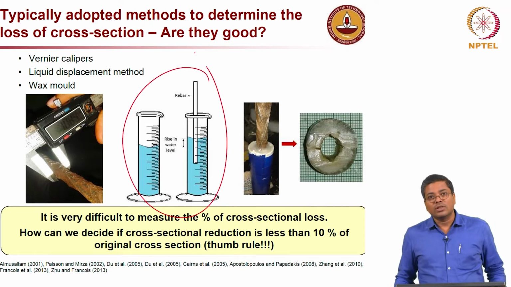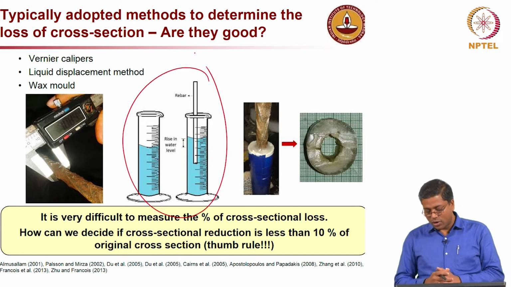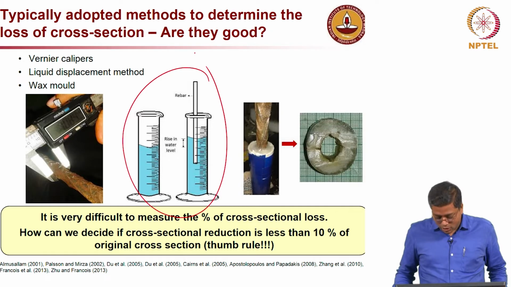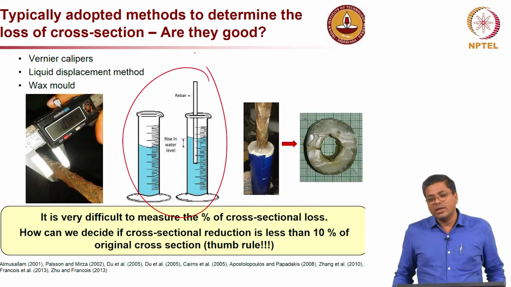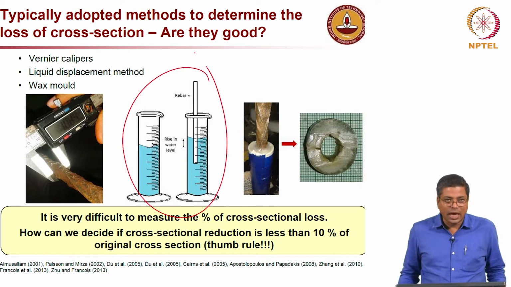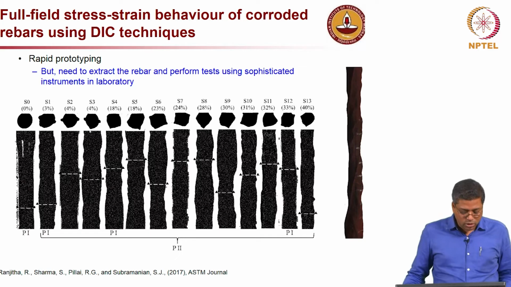Then we also tried wax molding, making a mold out of wax and then trying to get some idea on how the cross section varies along the length of a rebar. But these are all very difficult tests to do, and they do not really give sufficient accuracy in the readings, so it does not really help at the end in estimating how much cross section loss.